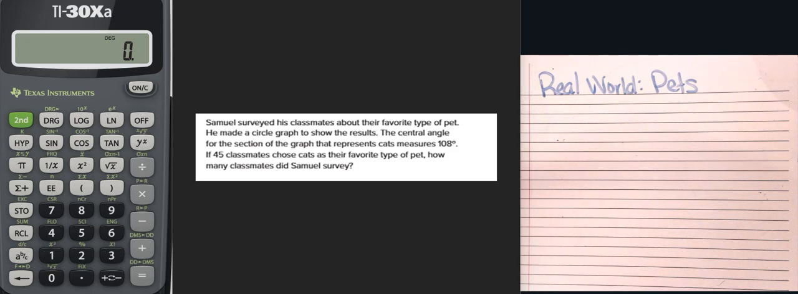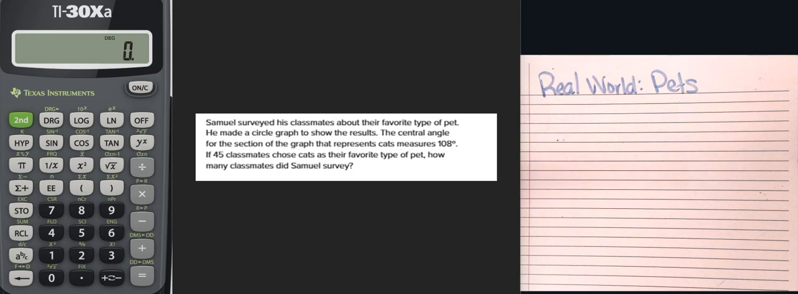All right, so we're going to use what we know about circle graphs to figure out information that we need to solve a real world problem. In this example, we have Samuel. He surveyed his classmates about their favorite type of pet, and then he made a circle graph to show the results. The central angle for the section of the graph that represents the cats measures 108 degrees. If 45 classmates chose cats as their favorite type of pet, how many classmates did Samuel survey?